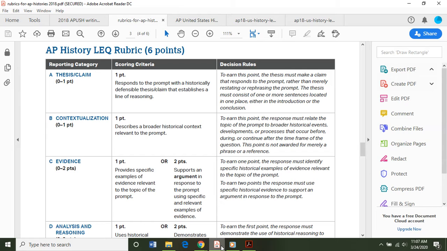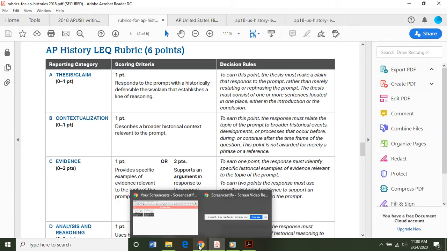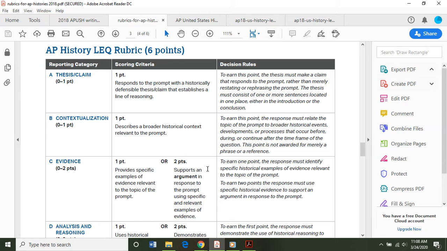This is the breakdown of the LEQ rubric. Like we said last time, we did the DBQ rubric. Since I recorded those videos, the College Board has come out and said the test will be 45 minutes, and it will most likely not be a DBQ that you will be getting. It'll most likely be an LEQ or three short answers, not a multiple choice test either. So, all right, let's take a look at the LEQ rubric.